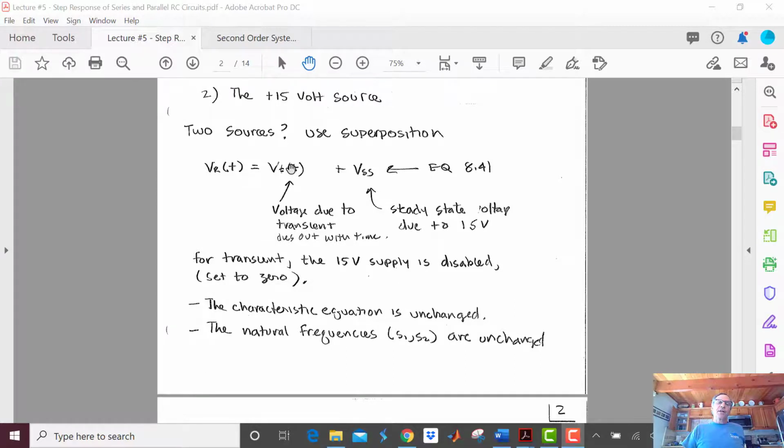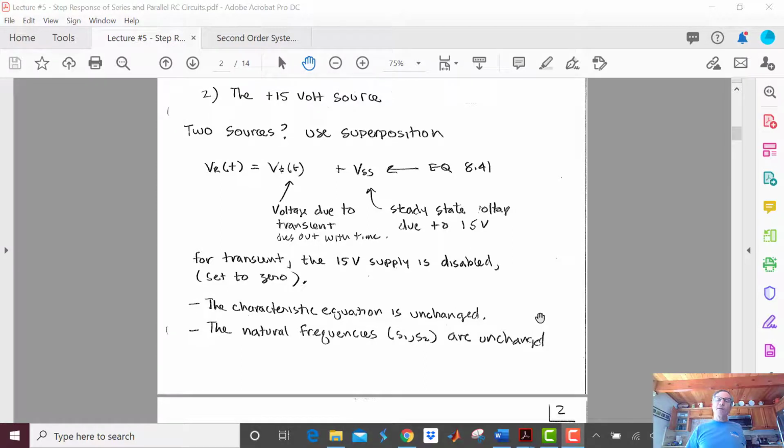So let's look at the transient first. For the transient, the 15-volt supply is going to be disabled or set to 0. Now you notice that the characteristic equation is unchanged because the characteristic equation just describes the natural frequencies of the system, and they have nothing to do with how much energy it started with or how much energy it ended with, etc.